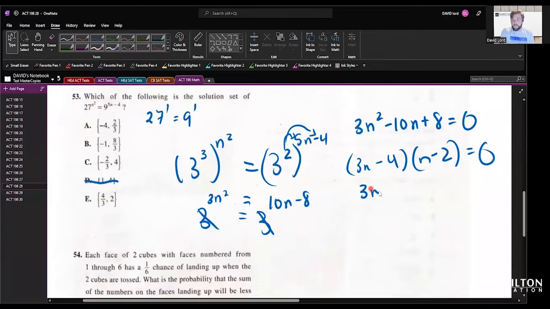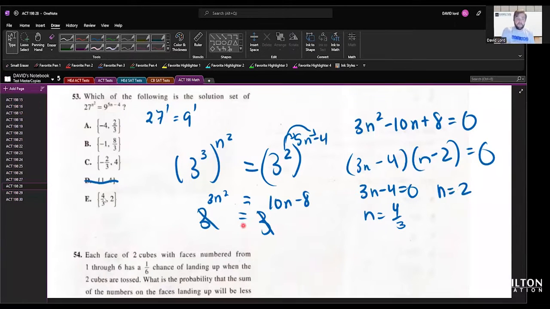Let's solve them. 3n minus 4 is equal to 0. n is equal to 4/3. And then this is clearly n equals 2. So that's why the answer was E. But again, you have a graphing calculator. You can take these answers and plug them in, and that may have been faster for you.